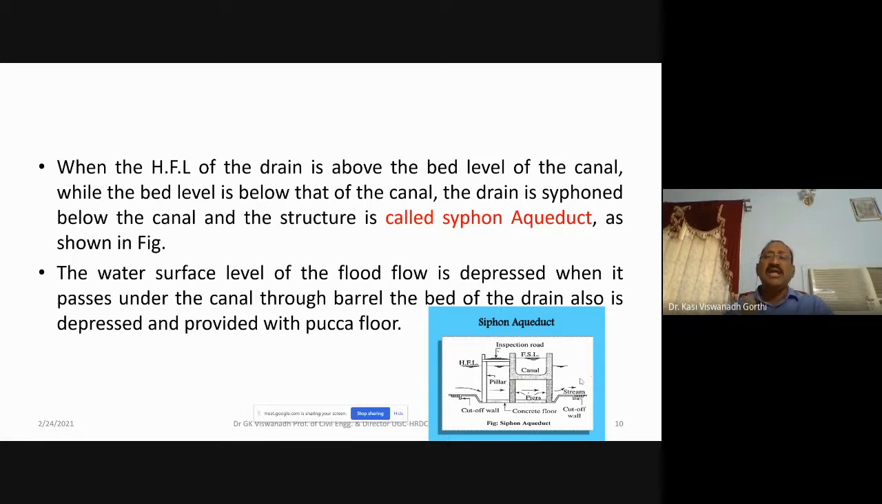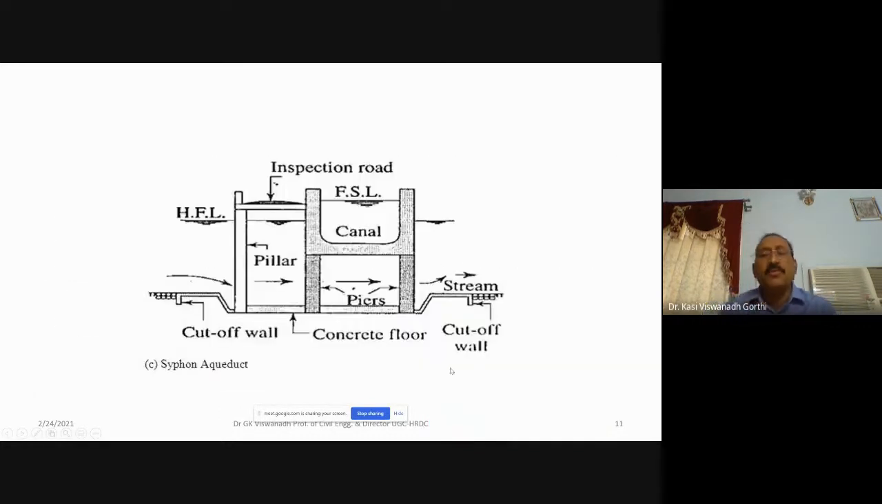This is what is called siphon aqueduct. Aqueduct: free flow. Siphon aqueduct: flow under pressure. So the water surface level of the flood flow is depressed when it passes under the canal through the barrel. The bed of the drain is also depressed and provided with the pucka floor. You can see here in this figure. One more figure is shown here for more clarity.